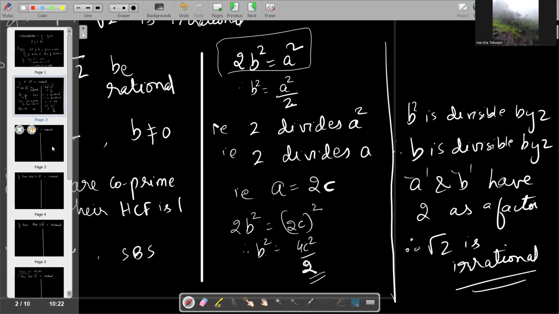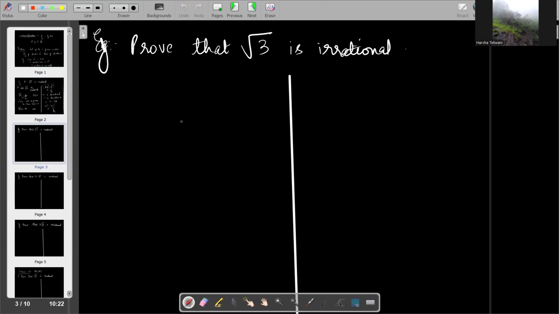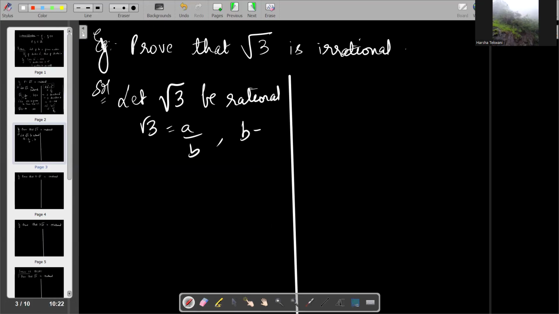Okay, let's see another example. Prove that root 3 is irrational. Same process. Okay, we will contradict them. Let root 3 be rational. Okay, that means it is of the form a by b, provided b not equal to 0, because error in math. Now what I'll do is cross multiply.